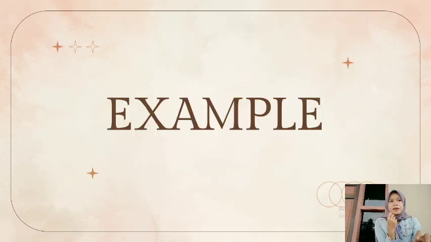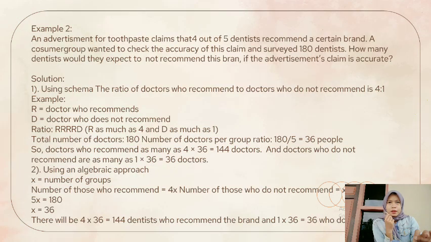Okay, last we will discuss the examples from chapter 3, questions number 2, 4, 6 and 7. Example 2. An advertisement for toothpaste claims that 4 out of 5 dentists recommend a certain brand. A consumer group went to check the accuracy of this claim and surveyed 180 dentists. How many dentists would they expect to not recommend this brand if the advertisement's claim is accurate?